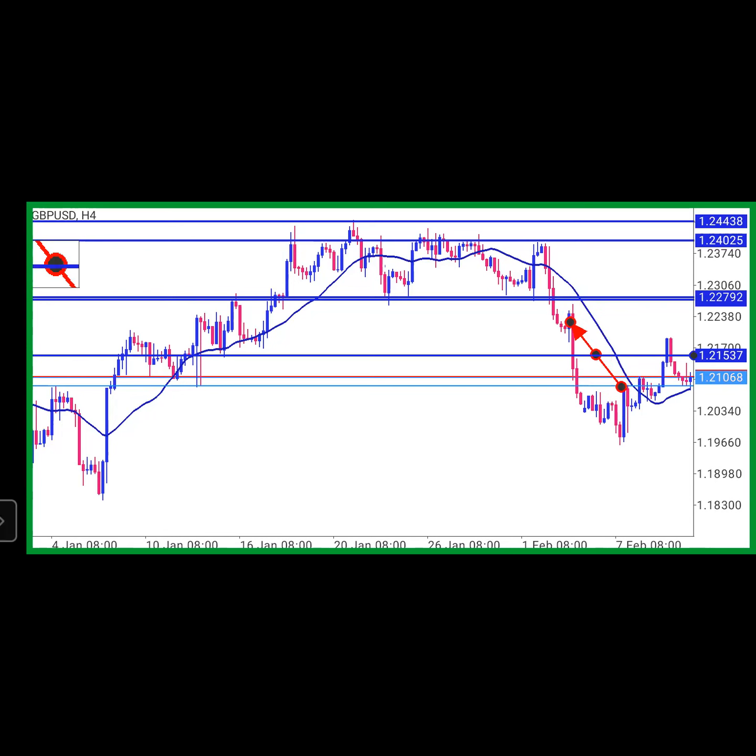So if I entered on this retest, my stop loss would be above this support zone. It's like saying inside of this zone. Do you get now? And of course, my take profit now, if I join this sell, I'd have sold all the way down. Can you see where it got to?